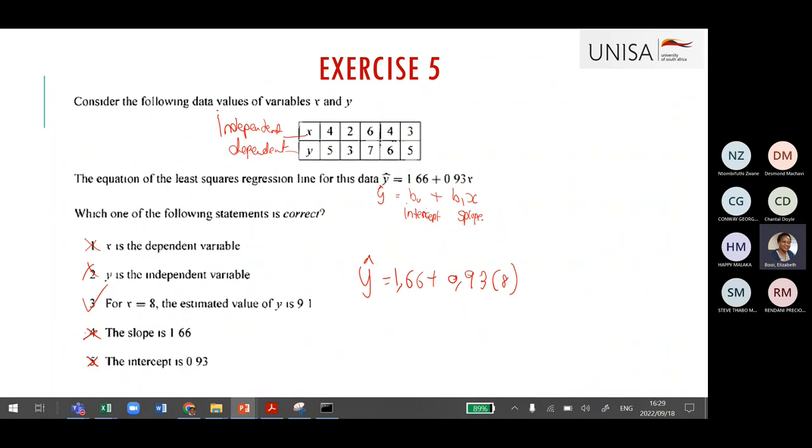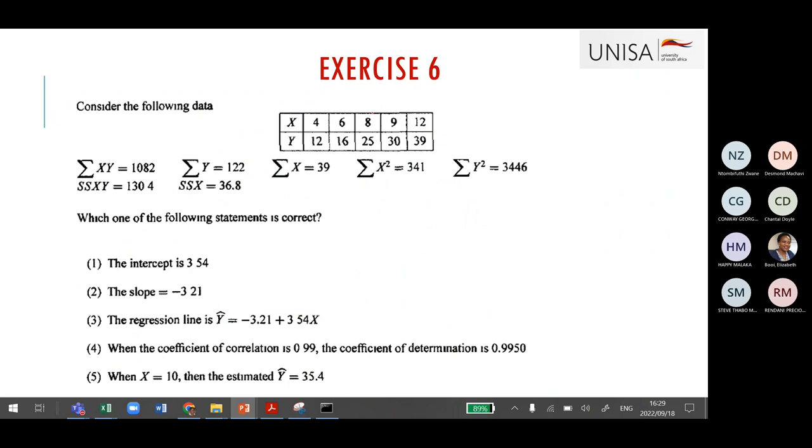And that's how you will answer some of these questions. So let's look at the next question. The next question also looks exactly the same. Here, they didn't give you the equation. They gave you the sum of squares measures. You can use the sum of squares equations if you want to calculate the intercept, the slope, the regression, because the slope is given by the sum of xy minus the sum of x times the sum of y, divided by n, divided by the sum of x squared minus the sum of x squared, divided by n. You can just take these values and substitute into this formula.